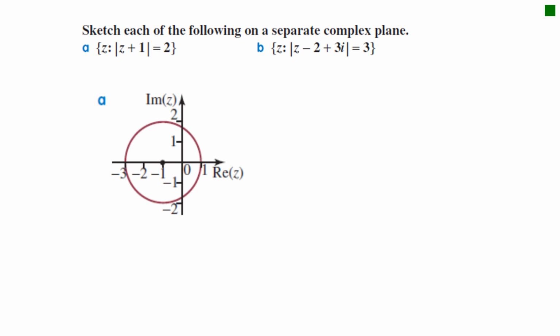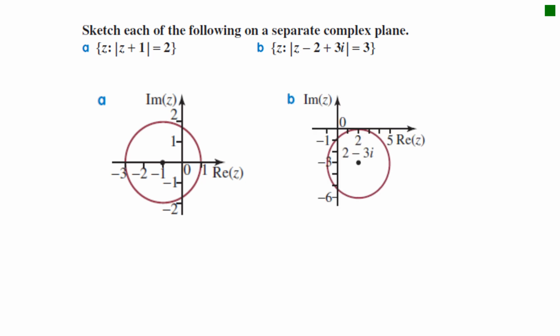Similarly, for the second one, if I think of it as Z take 2 minus 3i, I just have to think of the new center of the circle being fixed at 2, comma -3, and we're talking about the set of all complex numbers whose distance from 2, comma -3 is set at 3. So in other words, a circle of radius 3 with center 2, comma -3.